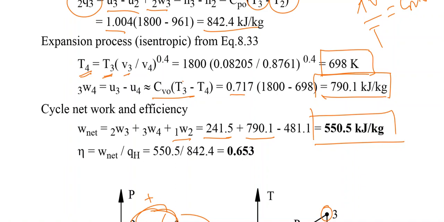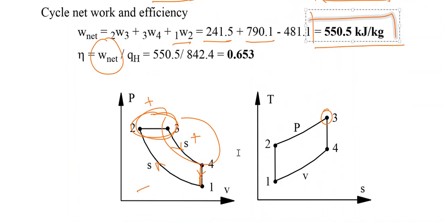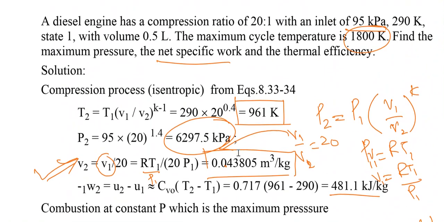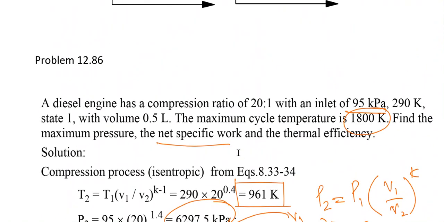The net efficiency would be the net work divided by the net heat supply, and that is equal to 65.3%. This was the problem for the diesel engine. So these are the basic problems.